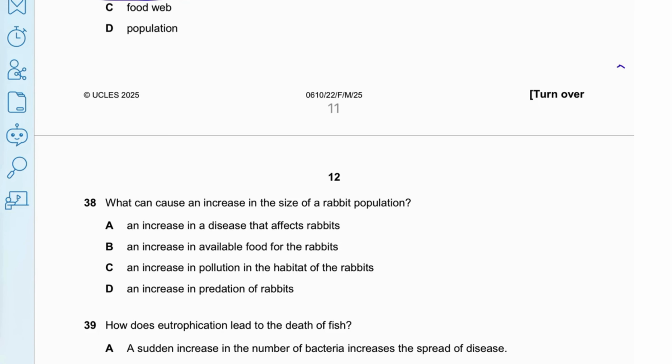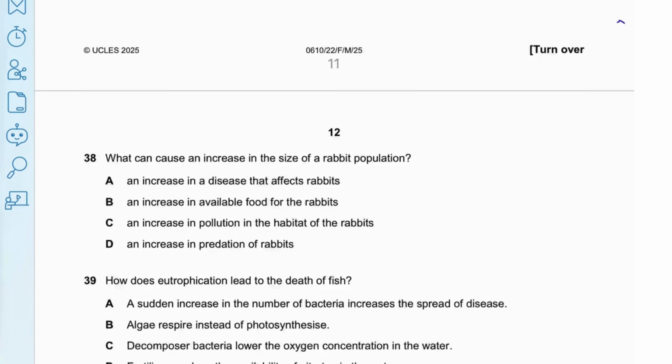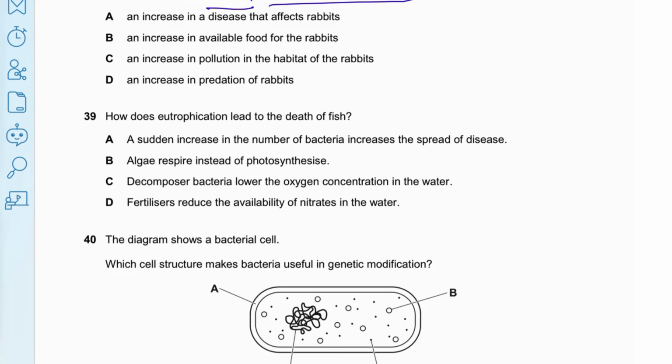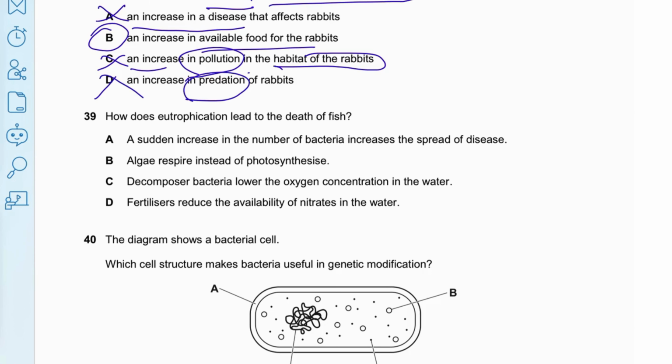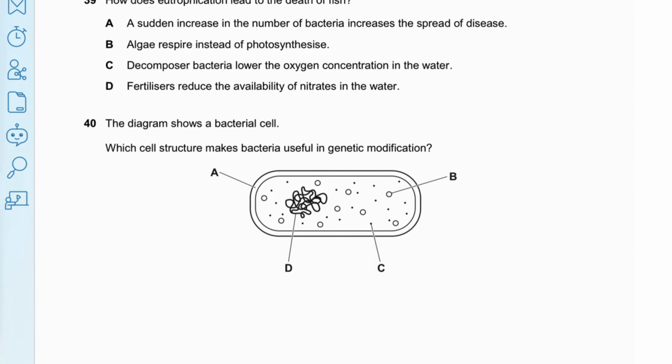Perfect. 38. What can cause an increase in the size of a rabbit population? An increase in disease? No, it will kill them. Increase in available food? Yes. When pollution increases, it will kill the rabbits. Increase in predation? Also wrong. So 38B.